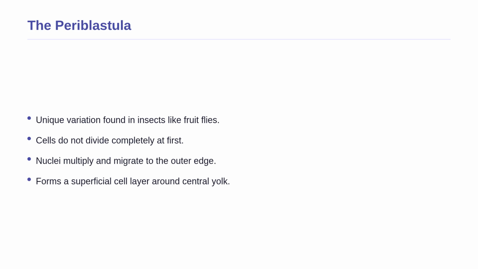While birds have their flat discs, insects like fruit flies have evolved a completely different and fascinating variation called the periblastula. In this case, the cells do not actually divide completely at the very beginning. Instead, the nuclei multiply rapidly inside the egg and then migrate outward to the very edge. Once there, they form a superficial single layer of cells that wraps entirely around a central mass of uncleaved yolk. It is a highly specialized adaptation that allows insects to develop rapidly while keeping their nutrient supply safely enclosed in the center.